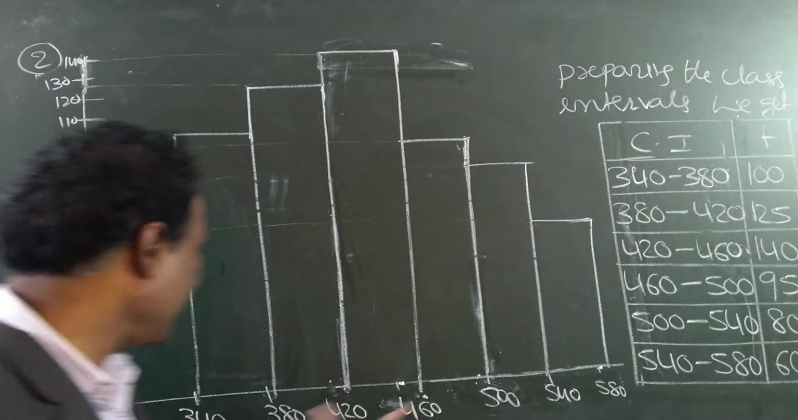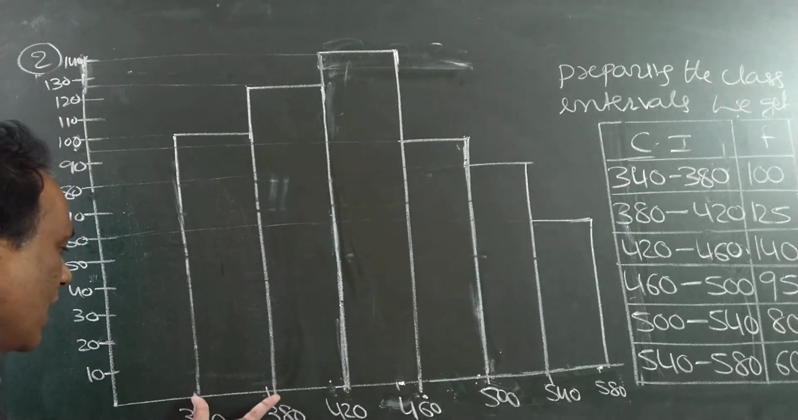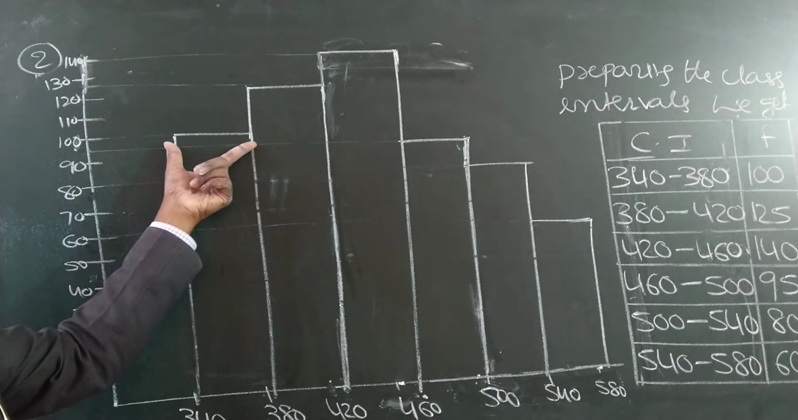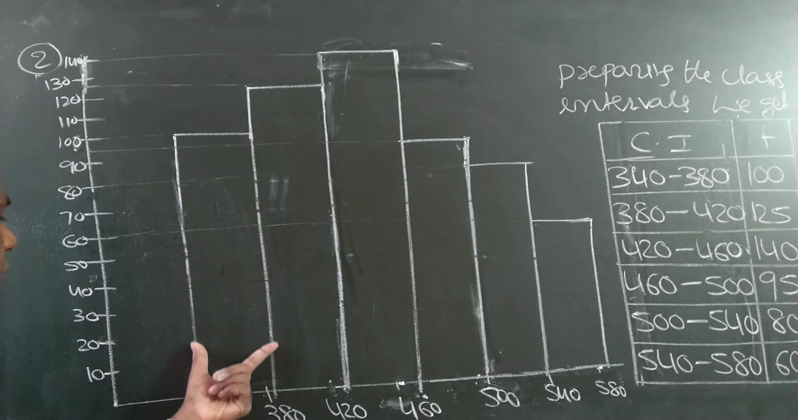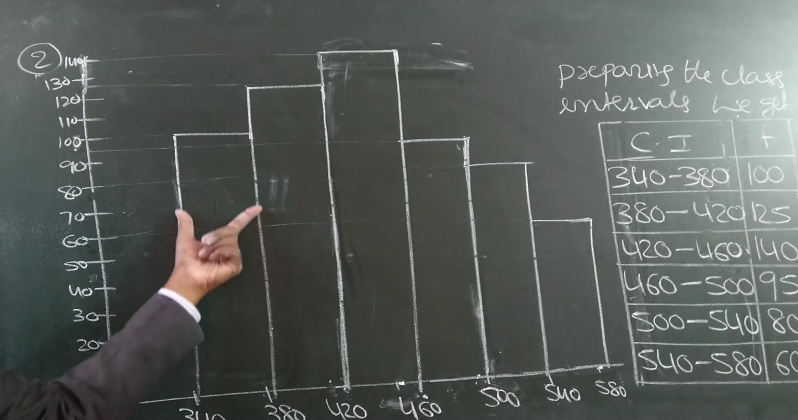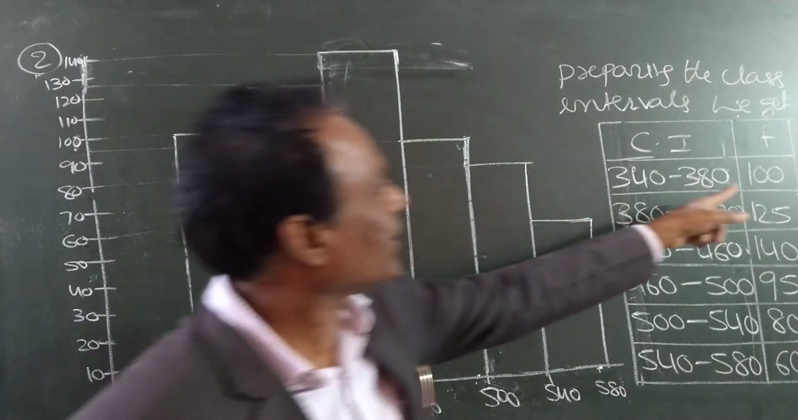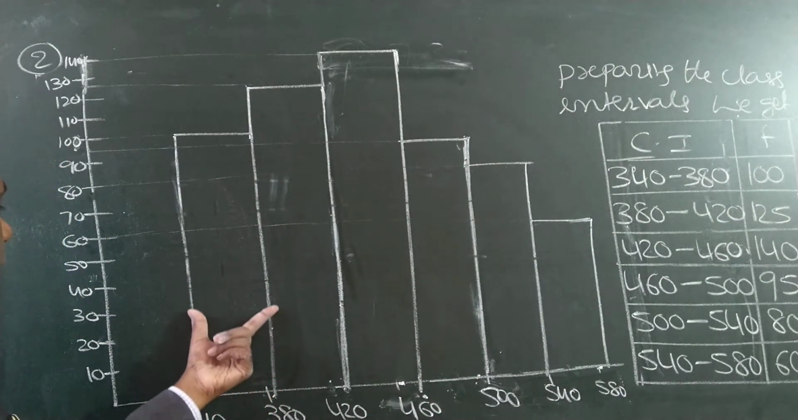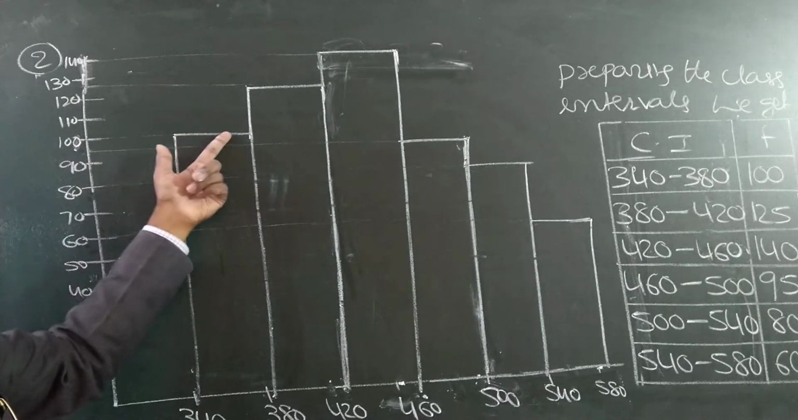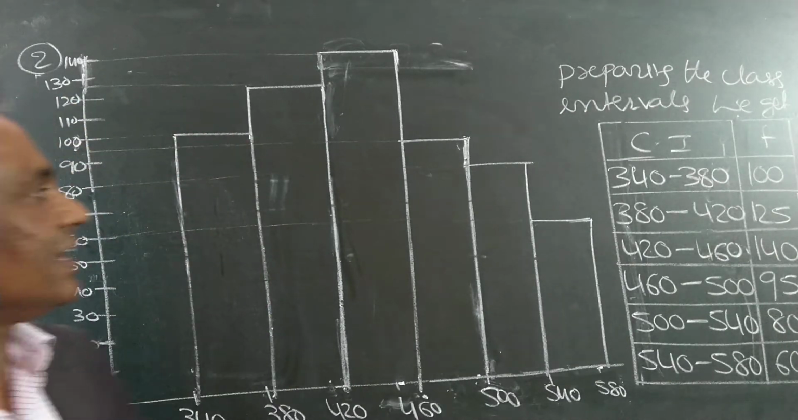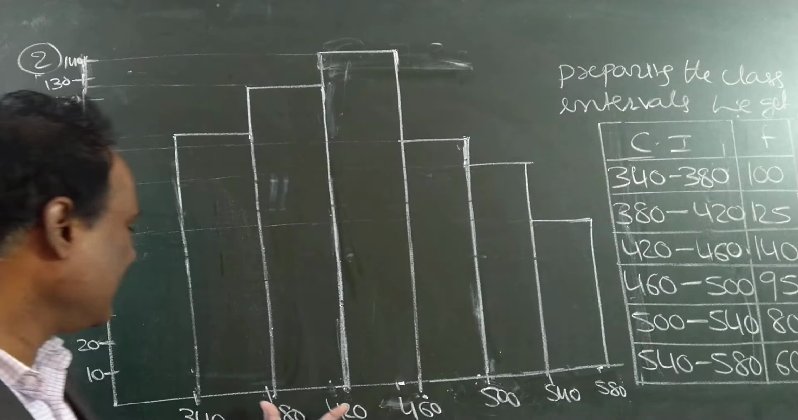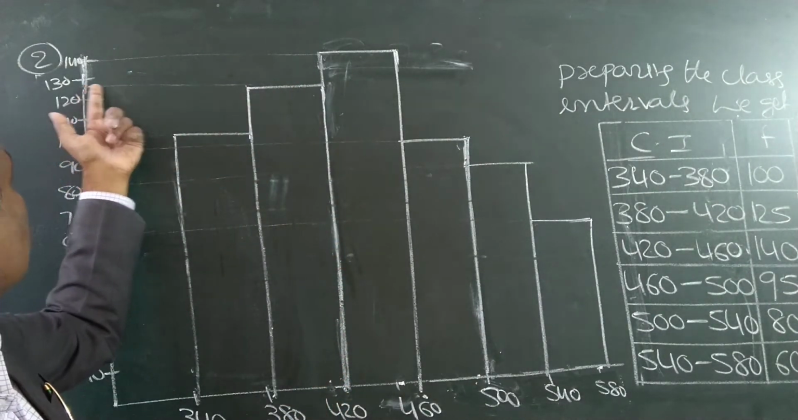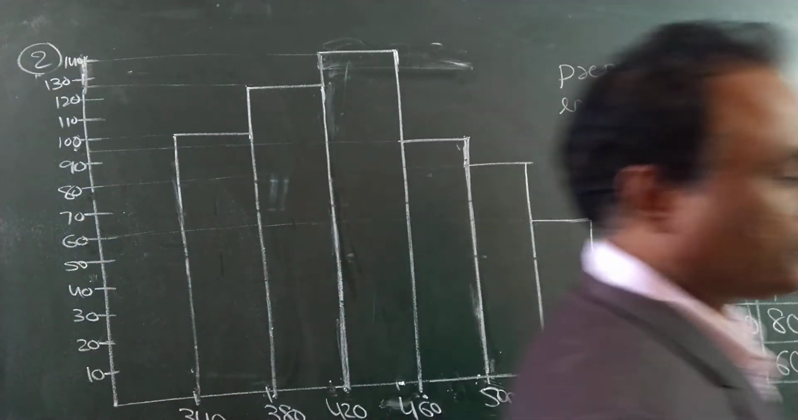For 340 to 380, start a rectangle here of length, how much? We can also call it height, any word. Height is equal to how much? 100. So for 340 to 380, draw a rectangle up to 100. Next, 380 to 420, draw a rectangle up to 125, like this.